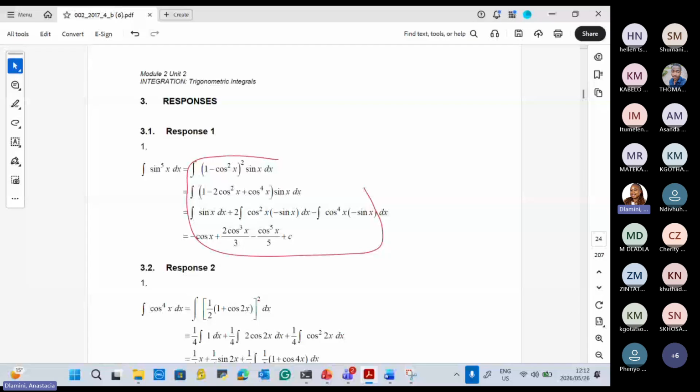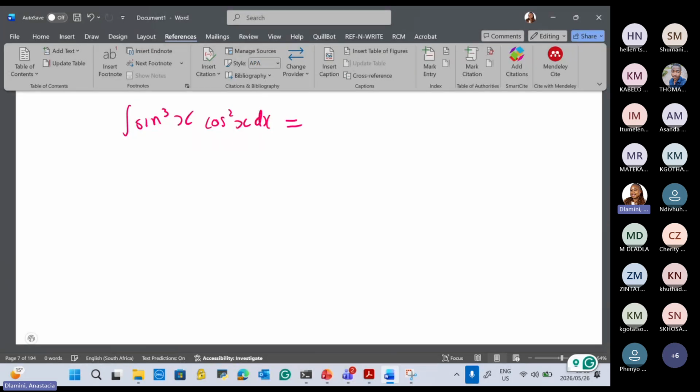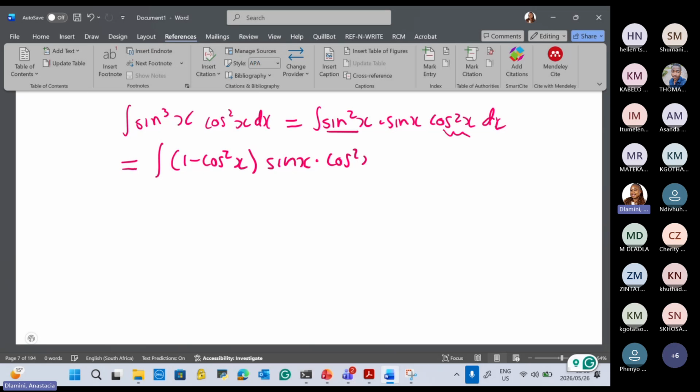Let me substitute with the other one. If you try the other one, you'll notice that it will be the integral of sine to the power of 3x cos squared x dx. Now, remember they say split the odd and then use the identity. So sine squared x times sine of x cos squared x dx. Now if I replace with cos, look at how easy it becomes. This becomes 1 minus cos squared x, sine of x times cos squared of x dx.